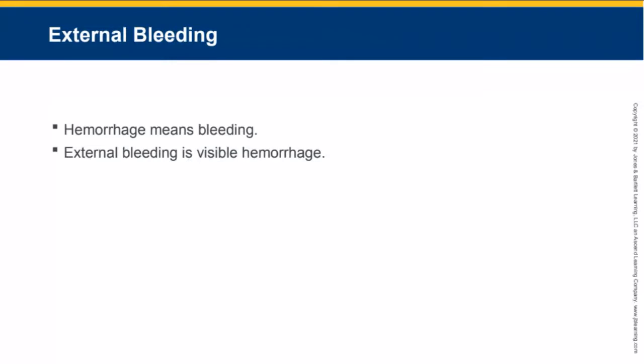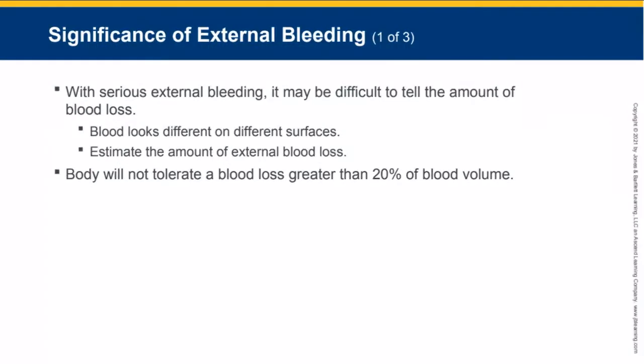Now let's look at external bleeding. The word hemorrhage means bleeding. External bleeding is visible hemorrhage. The significance of external bleeding: with serious external bleeding, it may be difficult to tell the amount of blood loss. Blood looks different on different surfaces. Estimate the amount of external blood loss.